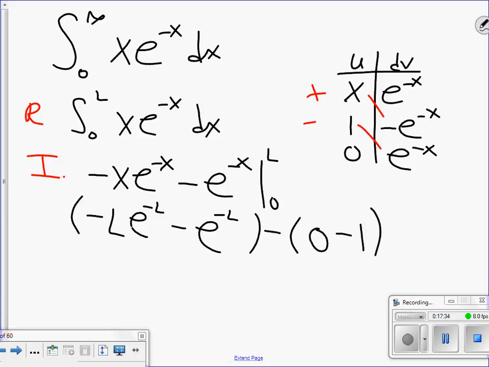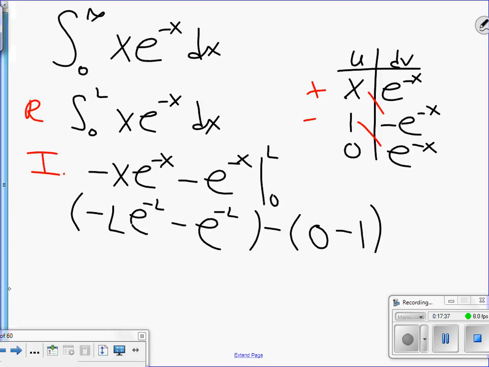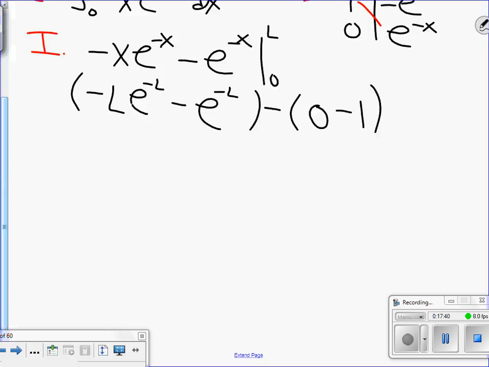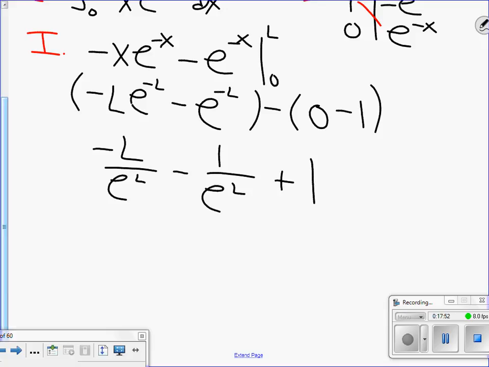I want to rewrite this. So the first term, rewriting it, we can write this as negative L over e to the L minus e to the L, and then plus 1. You could put it together. We can make this as lovely as you want. I mean, we can pull out a negative 1. This is pretty enough, though. Okay? So now we just take the limit.